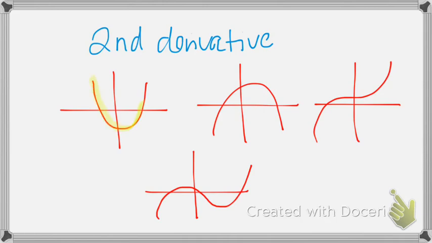This particular graph is concave up. This particular graph is concave down. The next graph is concave down, and then concave up. The next graph is concave down, and then concave up.